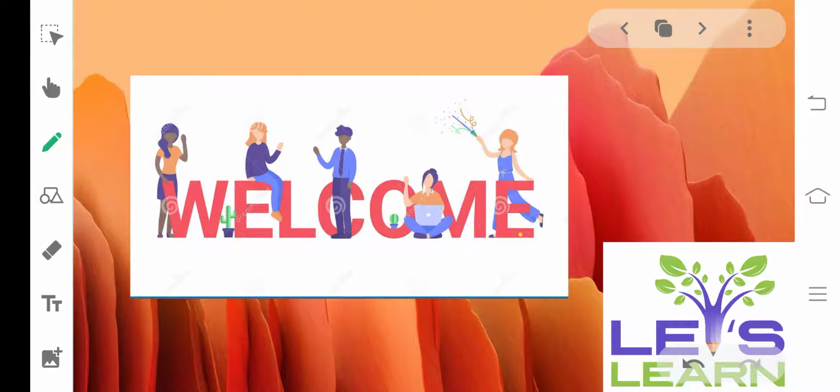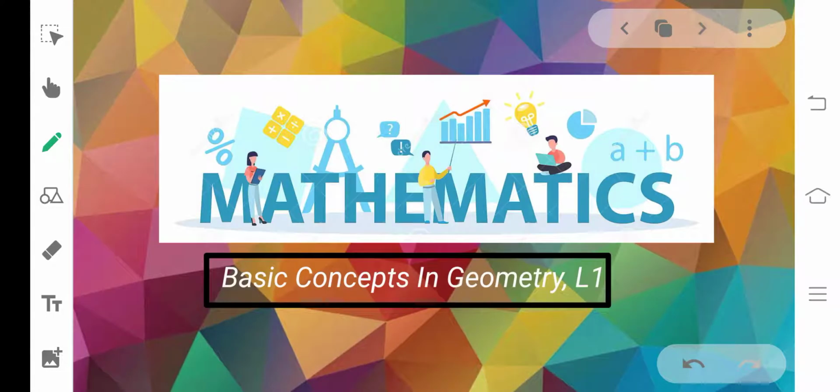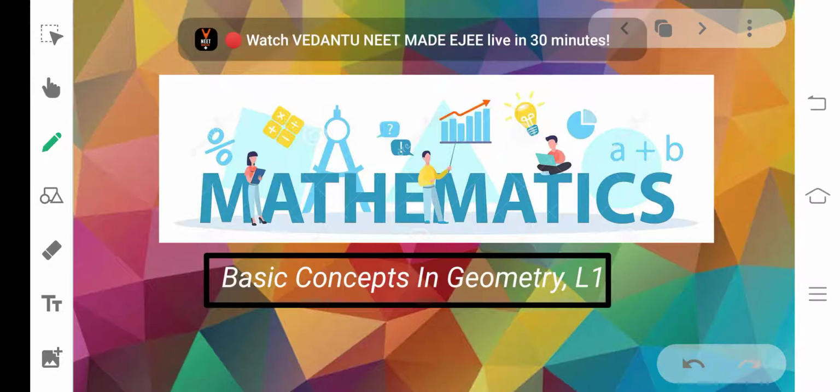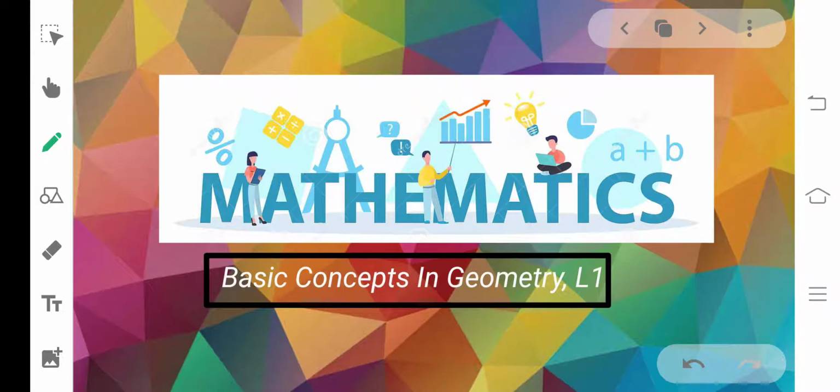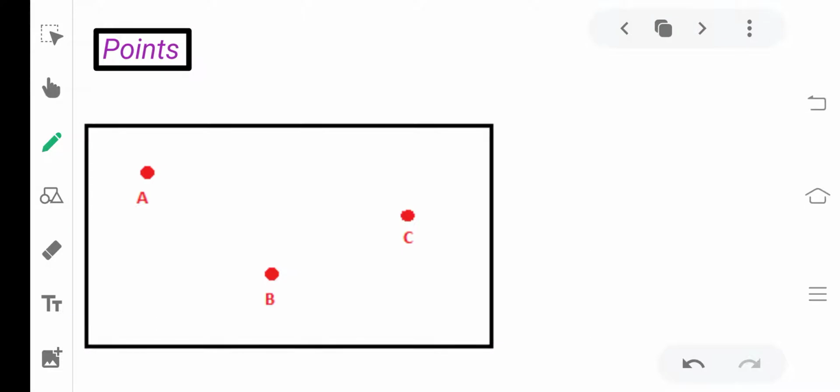Let's get forward for the learning, and our today's topic is mathematics, and we will learn our lecture number 1 related to mathematics, which is the basic concepts in geometry. So let's be ready to learn and to get your mind. Let's study. Our first point is point. Right now, this is our point.